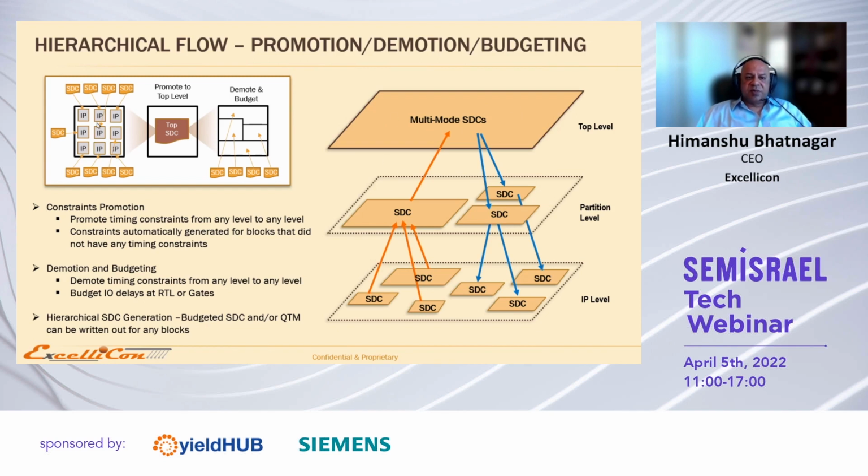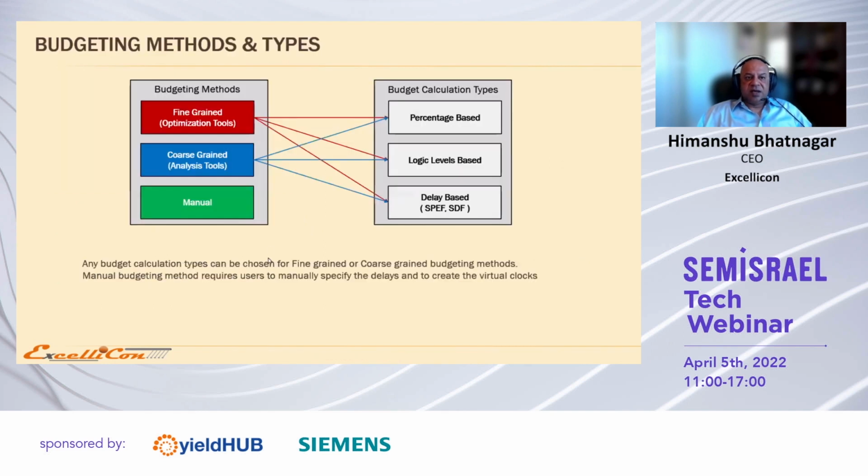This is also represented in this diagram: you can promote it to the top level, and then you can demote it to the partition level, the ones which you're carving out for hardening. So demotion, budgeting, and promotion go pretty much hand in hand. And you can also use the tools to write out hierarchical SDC budgeted with .libs. So the tool has the capability to write out the .libs, and this way you can manage all the variations of SDC.